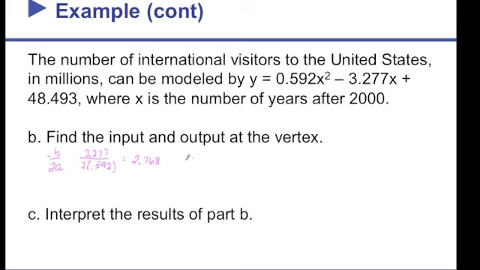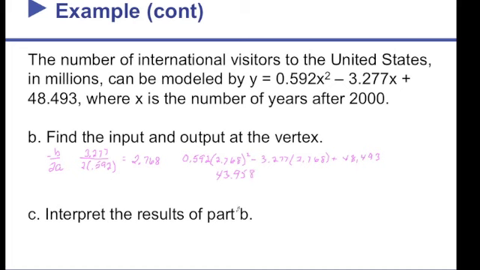And the output, I will be putting that value in, 0.592 times 2.768 squared minus 3.277 times 2.768 plus 48.493. Well, when I grab my calculator, I find out that to 3 decimal places, that is 43.958.